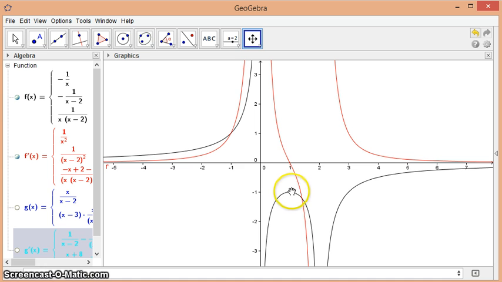When I get to the turning point at (1, -1), that's when my gradient crosses the x-axis. And then as I approach the asymptote at x equals 2, my original function is decreasing at an increasing rate. And so, again, my gradient will go down towards negative infinity. Again, after the asymptote at x equals 2, my original graph is again increasing, so my gradient is positive. Again, it's increasing at a decreasing rate, so the gradient is decreasing.